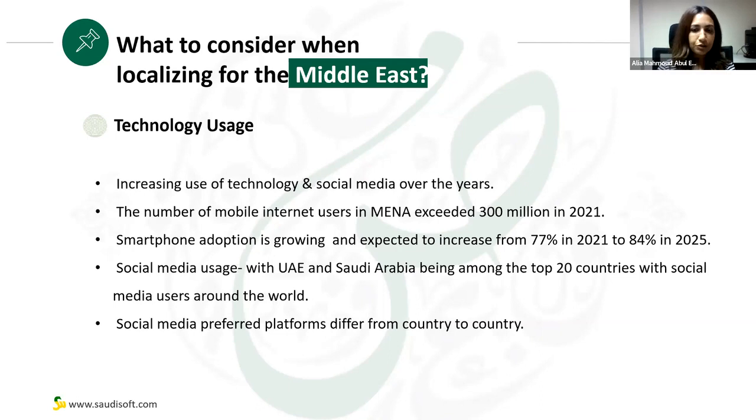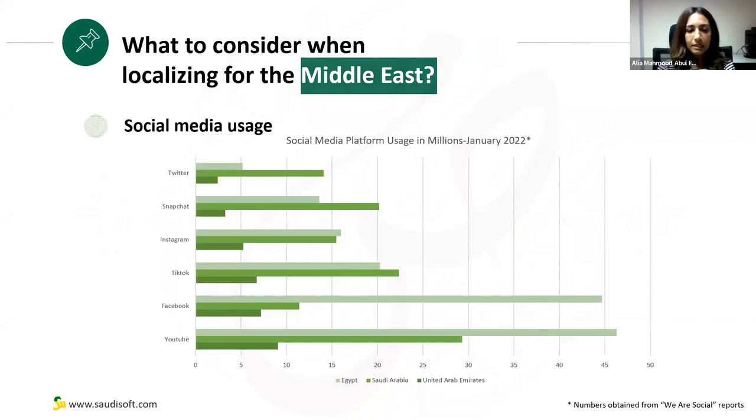Of course, not every country uses the same social media platforms. So in this slide, you can see the usage of 6 different platforms from 3 different countries. We've looked at Egypt, Saudi Arabia, and the United Arab Emirates. And just to note that these numbers are obtained from We Are Social reports for 2022. So you can see, for example, that Facebook and YouTube are the preferred social media platforms for Egypt and the UAE, and Twitter and YouTube are the preferred social media platforms in Saudi Arabia.